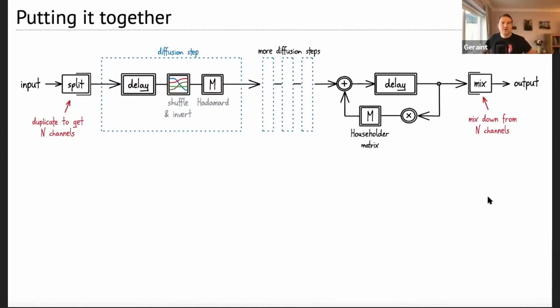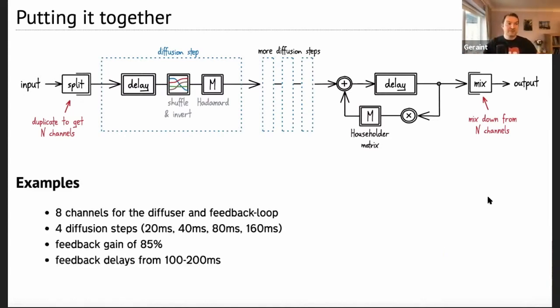So we're going to use a pretty long configuration. So that's 8 channels, 4 diffusion steps, as in the picture here, with that doubling pattern that we mentioned. Pretty high feedback gain. So that's about 1.5 dB reduced each time it goes through the loop. And delays 100 to 200. And here's what happens when you put a little click through it.